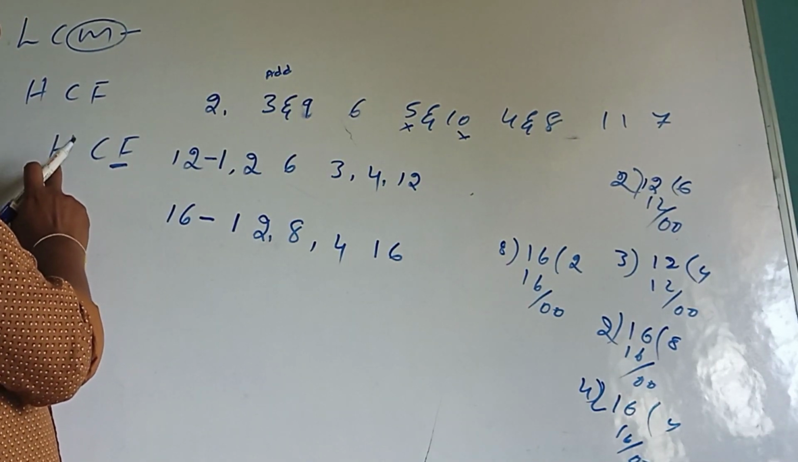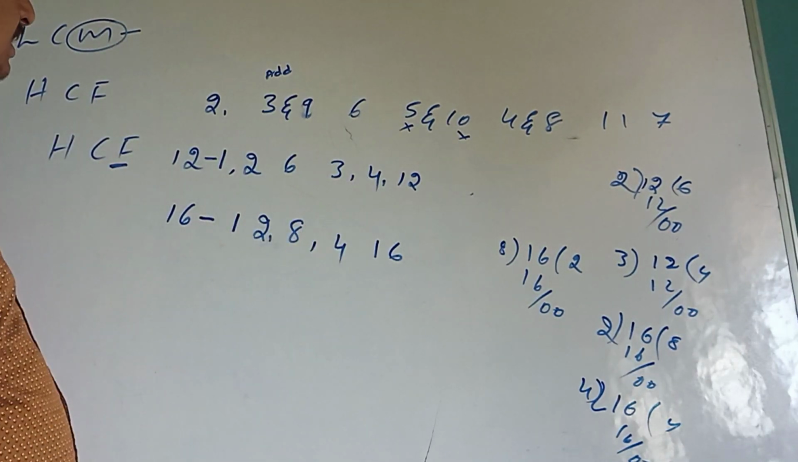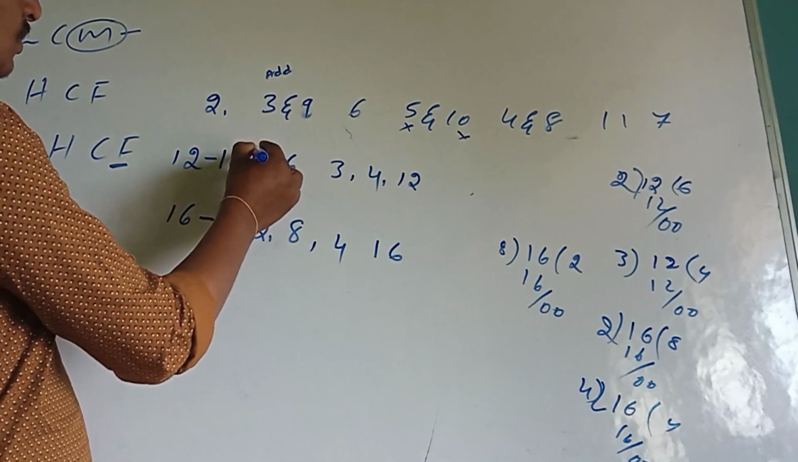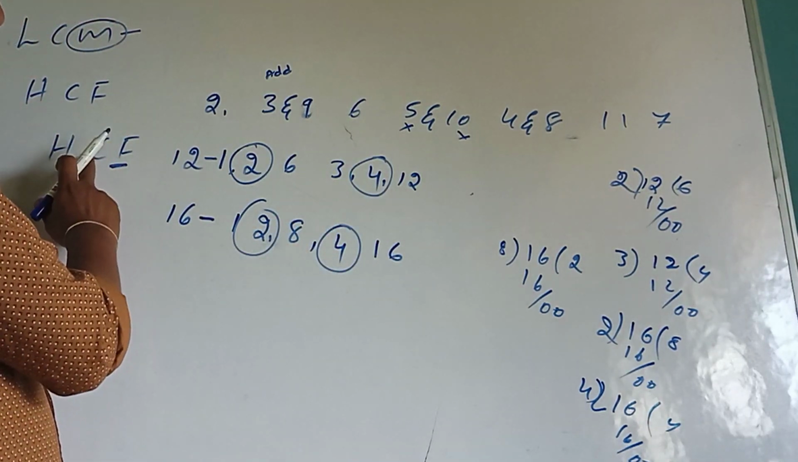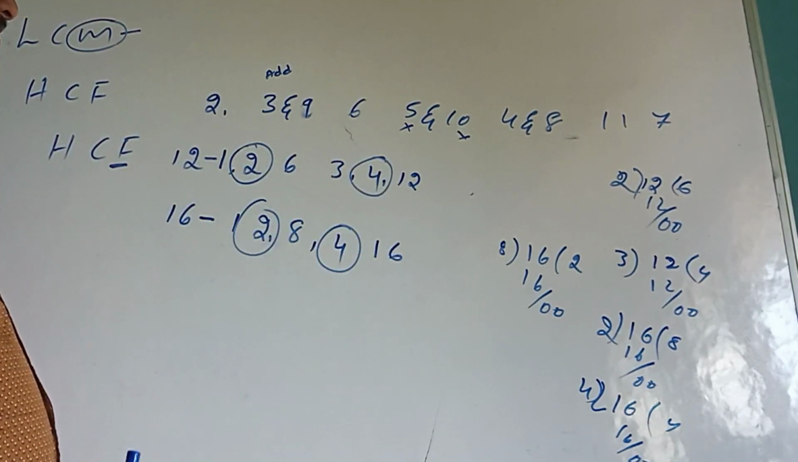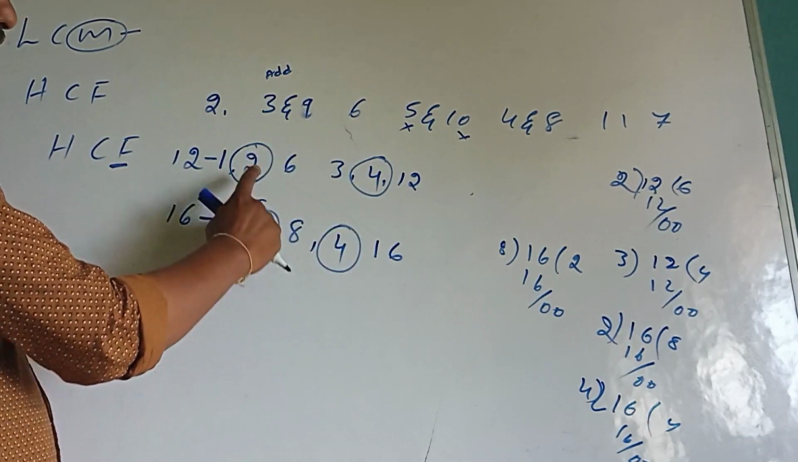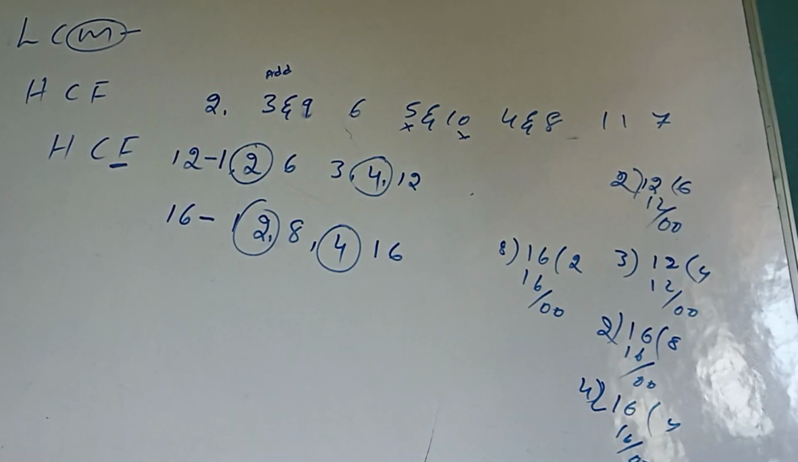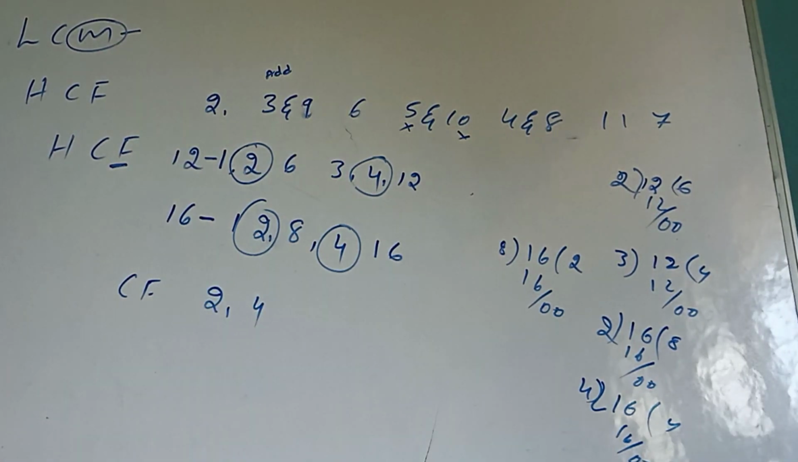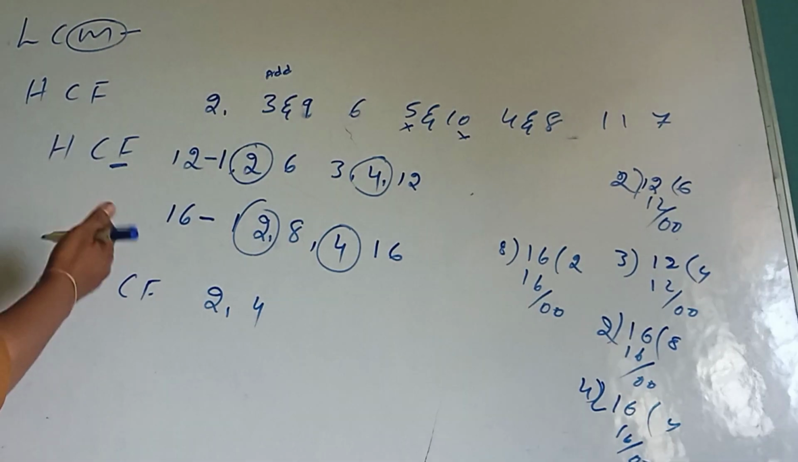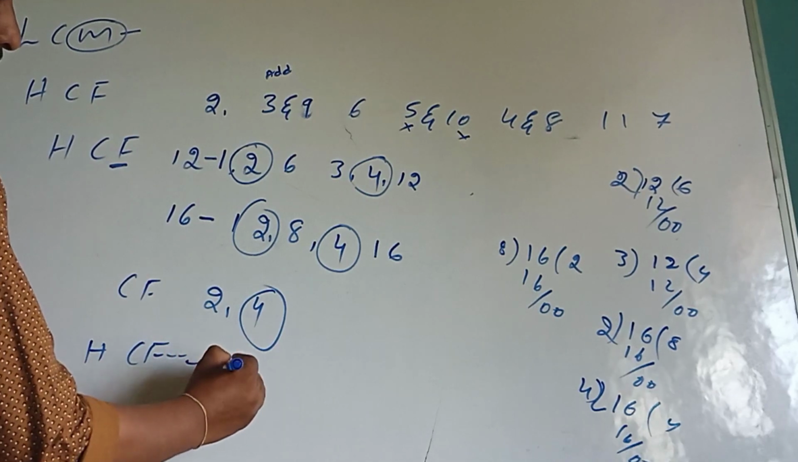So we have to find the highest common factor. For this we just have to find the common numbers. 2 is here, 2 is here, then 4 is here, 4 is here. So 2 and 4 are common. These are the common factors: 2 and 4. We want to find the highest. Which one is highest? 4 is the highest. So that is the reason the highest common factor is 4.